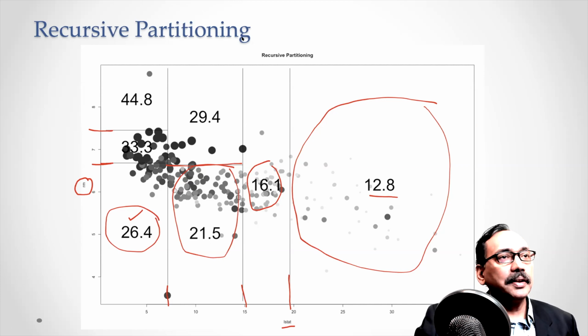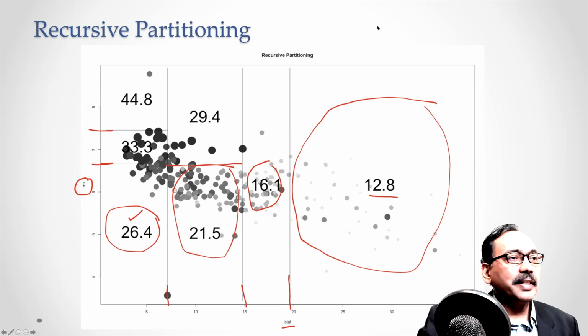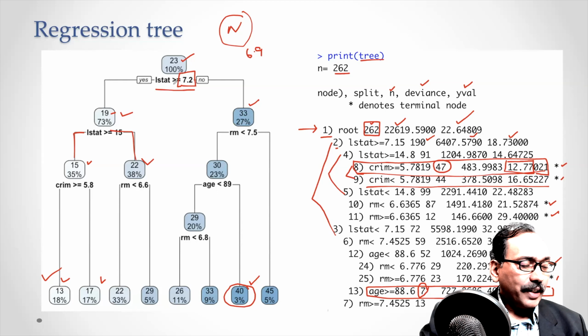So this is just one tree based outcome, but definitely you can get a better outcome as we go further and further. Okay, so let's jump into R.